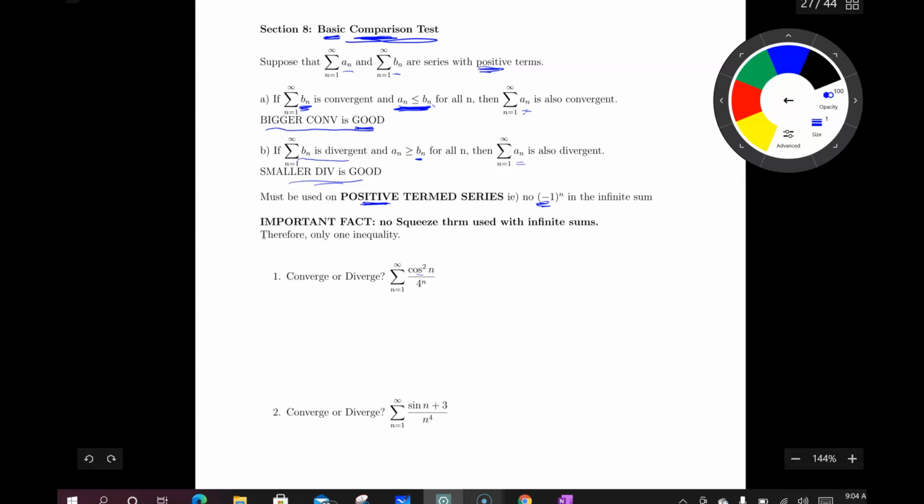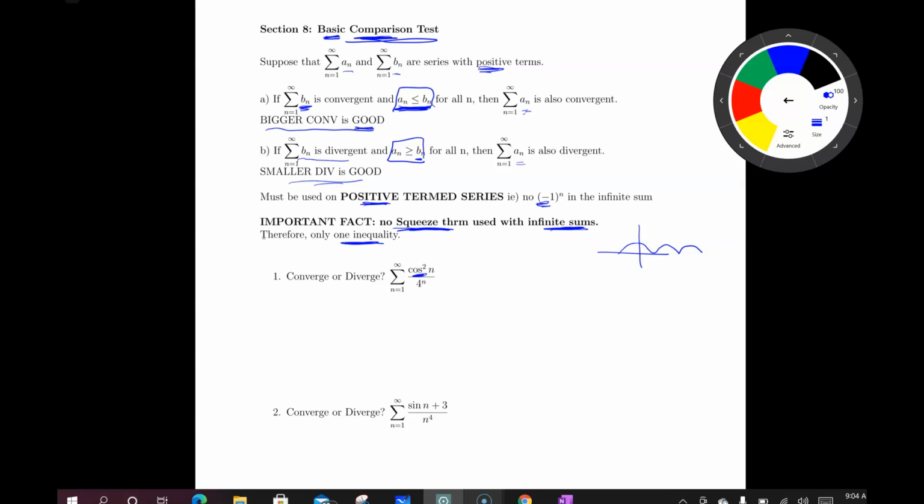So let's take a look at this. What do I know about cosine squared? Cosine squared, if I was to draw cosine squared, it's always above the x-axis, right? Okay. Important fact, there's no squeeze theorem when we're in the series or infinite sums. No squeeze theorem. So that means only one inequality. We compare once, one inequality. Squeeze theorem has two inequalities, right?